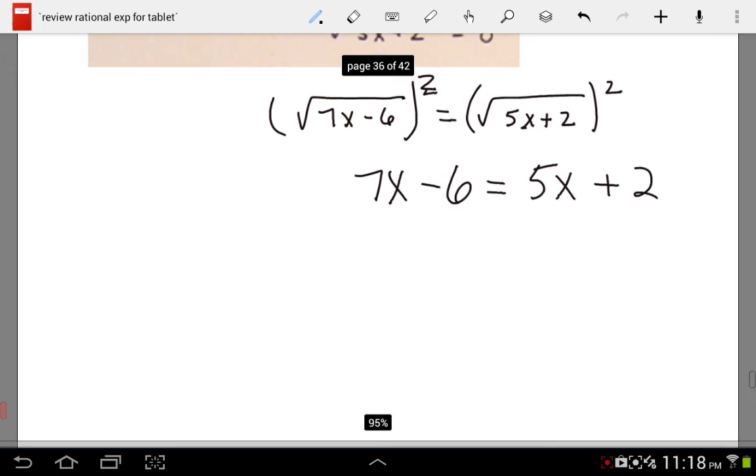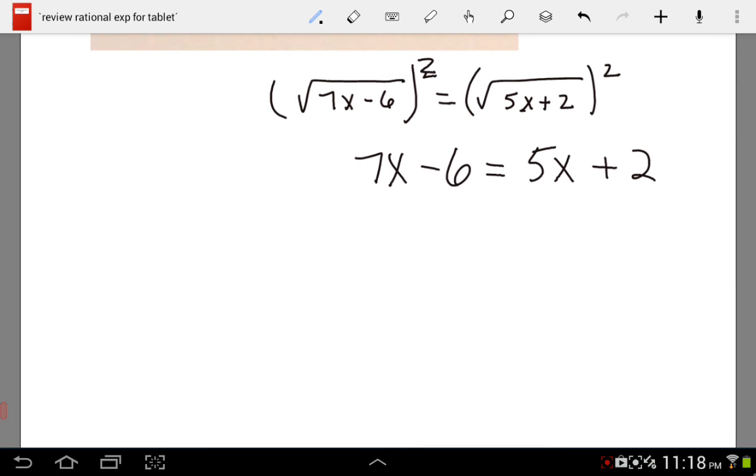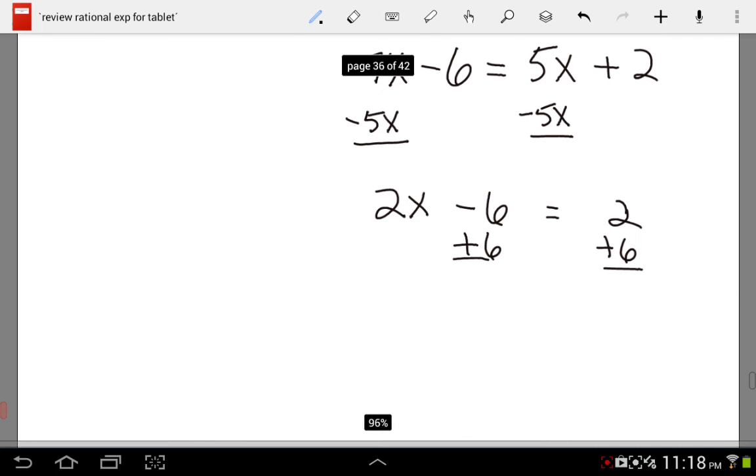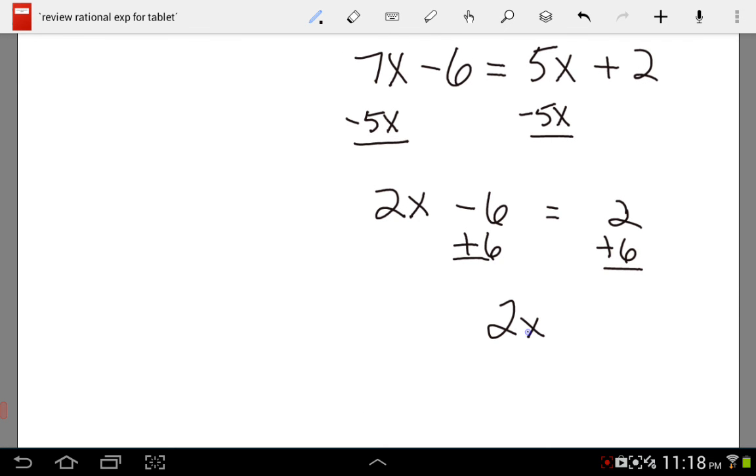Okay, just a little easy equation here to solve. I'm going to subtract 5x on both sides here. So that'll give me 2x. Okay, now I'm going to add 6 on both sides. Of course, that's just 8. So we get 2x is 8. So we get x to be 4 there.